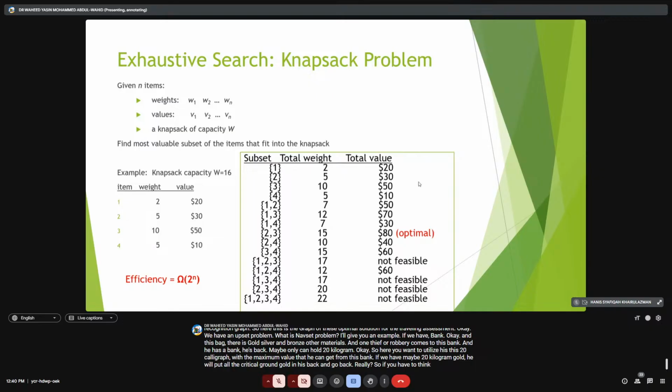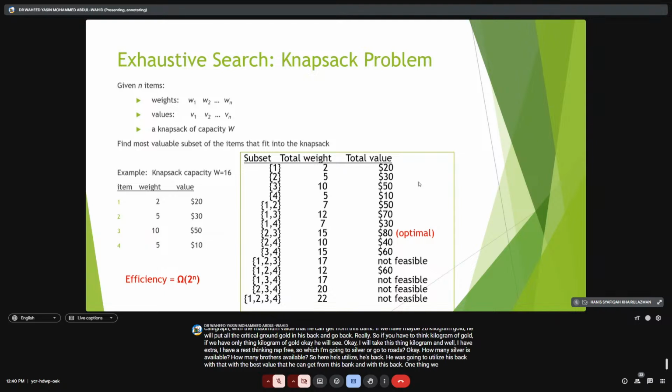But if we have only 10 kilograms of gold, he will see, okay, I will take this 10 kilograms of gold. I have the rest, 10 kilograms, free. So which am I going to use, silver or bronze? How much silver is available, how much bronze is available? So here he is going to utilize his bag with the best value that he can get from this bank.